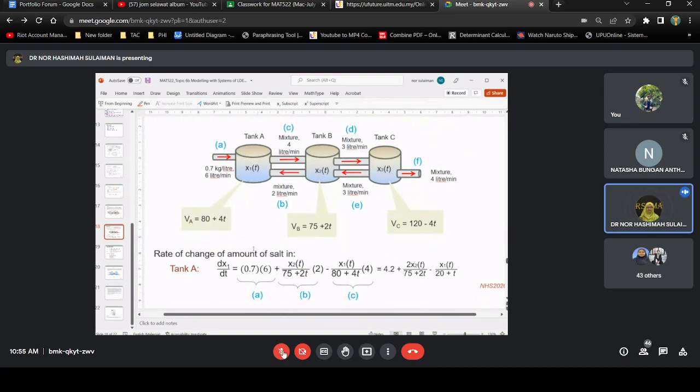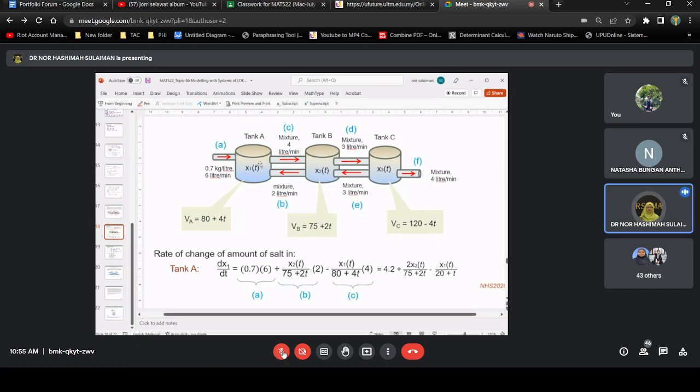Saya buat apa ni? Yang ini darat ni, okay, yang masuk daripada sini masuk dia daripada tank B, daripada X2. So X2 bahagikan dengan volume dia 75 plus 2T multiply by the rate. Rate dia apa? Rate dia adalah 2. Itu adalah apa yang berlaku daripada saluran B.